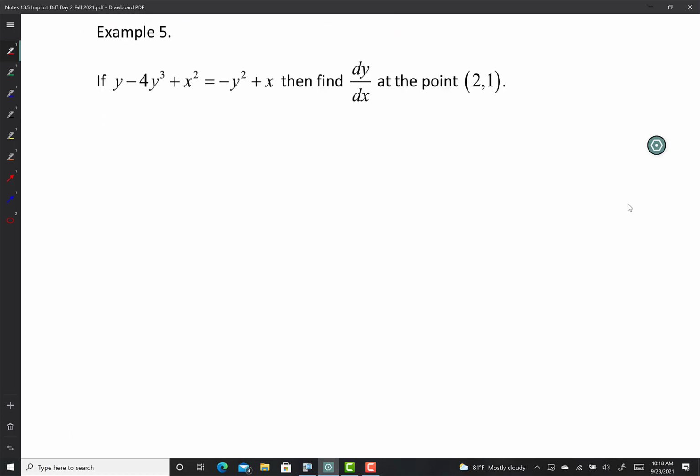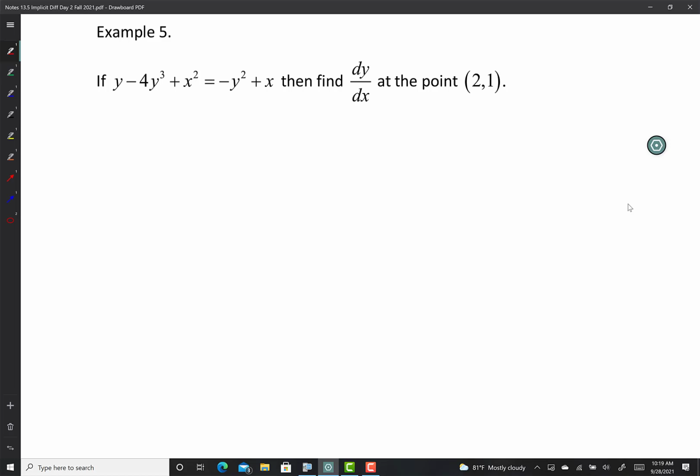All right, question 5. Then find dy/dx at the point (2, 1). Okay, they want a slope. I prefer to just take my derivative. As soon as I take a derivative, I'm just going to plug stuff in and solve for dy/dx. If you want to get dy/dx by itself, that's fine too. Whatever floats your boat. Here we go.